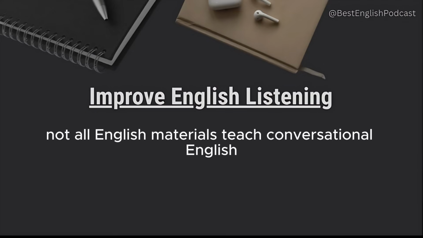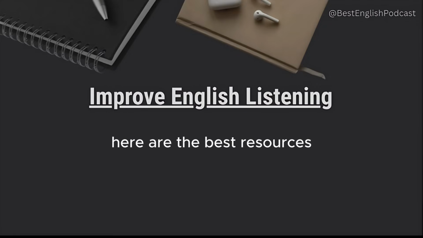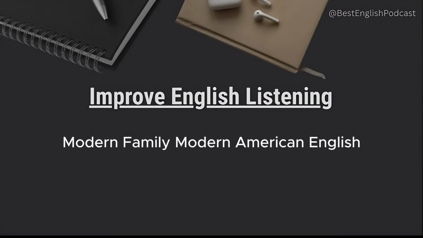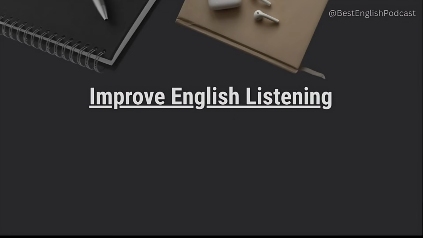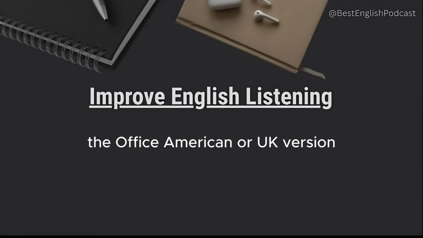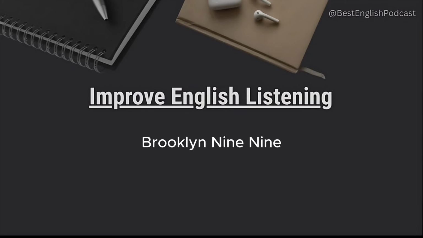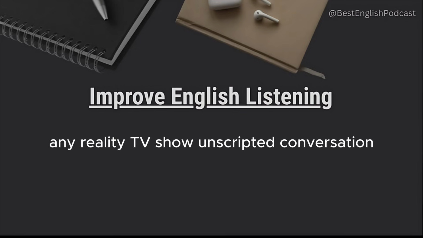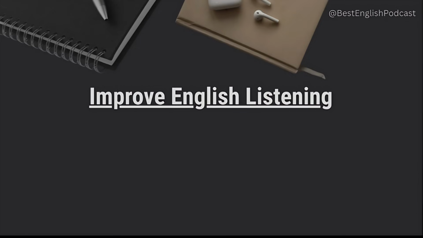Not all English materials teach conversational English. Here are the best resources. TV shows with natural dialogue. Friends, American English, though somewhat dated. Modern Family, modern American English. The Office, American or UK version. Brooklyn Nine-Nine, casual workplace English. Any reality TV show, unscripted conversation.